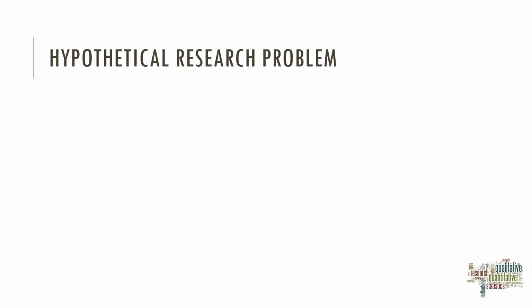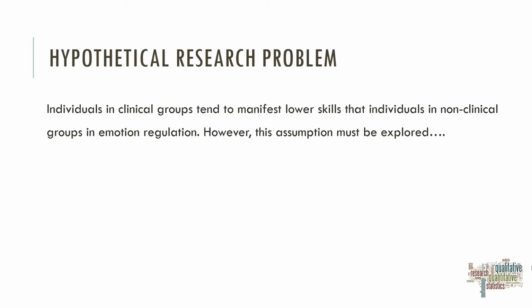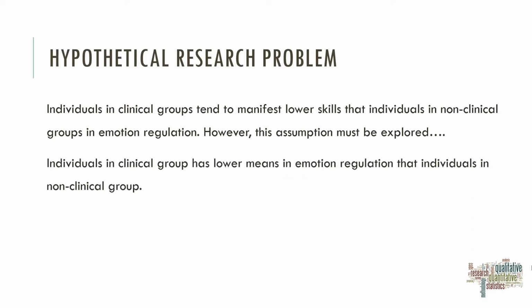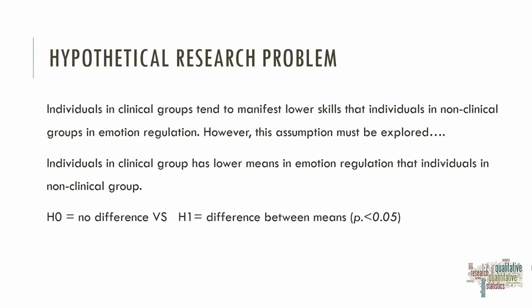Now let's look to our hypothetical research problem, okay? Individuals in clinical groups tend to manifest lower skills than individuals in non-clinical groups in emotion regulation. However, this assumption must be explored. So, we can develop an operant condition such as individuals in clinical group has lower means in emotion regulation than individuals in non-clinical group. Our null hypothesis is usually no difference between these two means, and our H1 hypothesis is to have a difference between these means, and our p-value normally will be 0.05. So now let's go to SPSS.